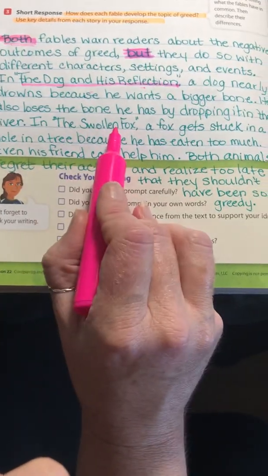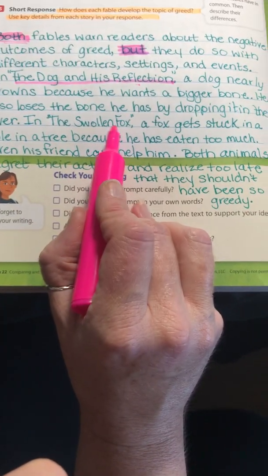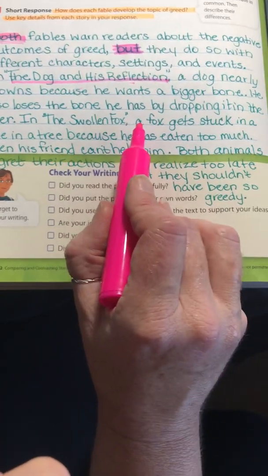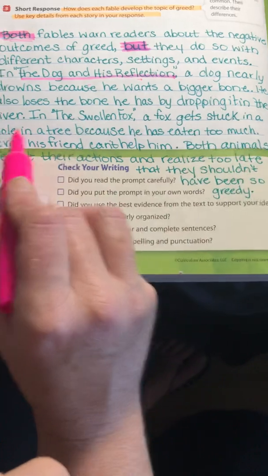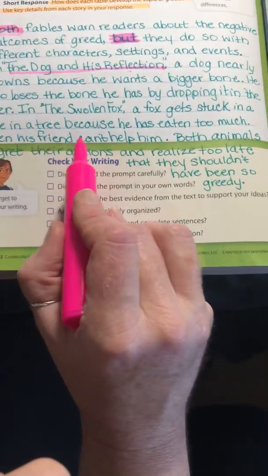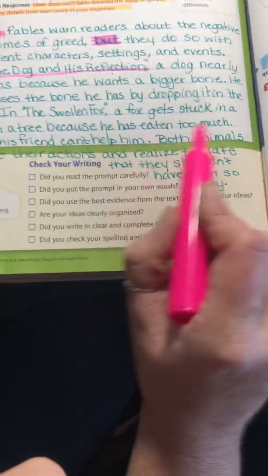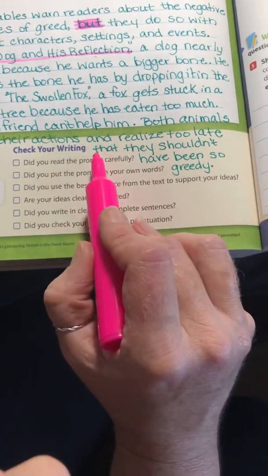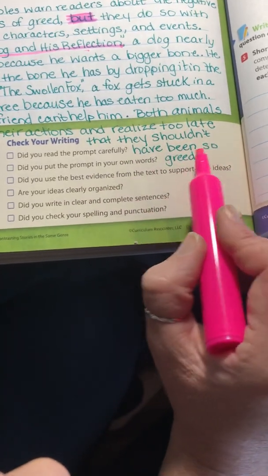In The Swollen Fox, they developed the topic of greed by telling a story about a fox that gets stuck in a hole in a tree because he has eaten too much. Even his friend can't help him. Both animals regret their actions and realize too late that they shouldn't have been so greedy.